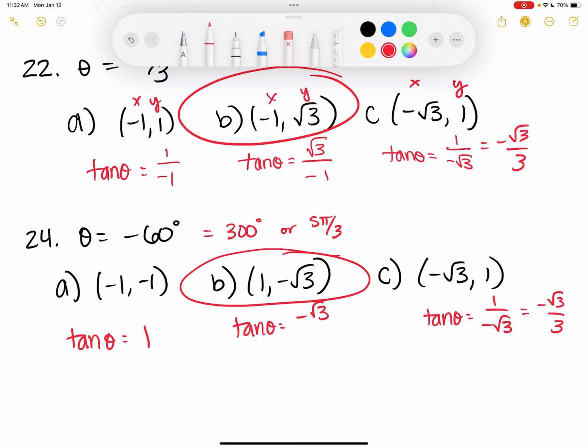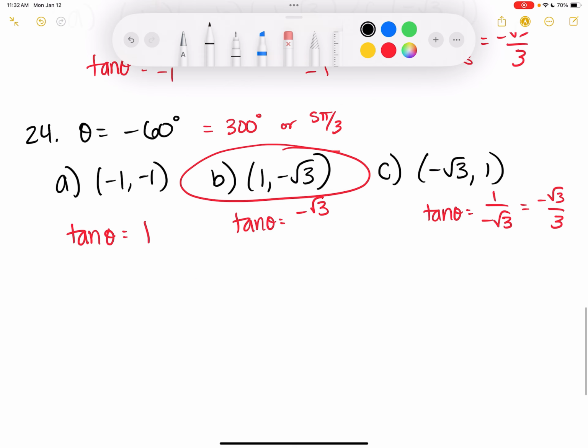All right, evaluate without using a calculator by using ratios and a reference triangle, aka use your unit circle. So 26, we have the tangent. We literally just did that. I'm not doing that one. I lied. We're going to do 28.